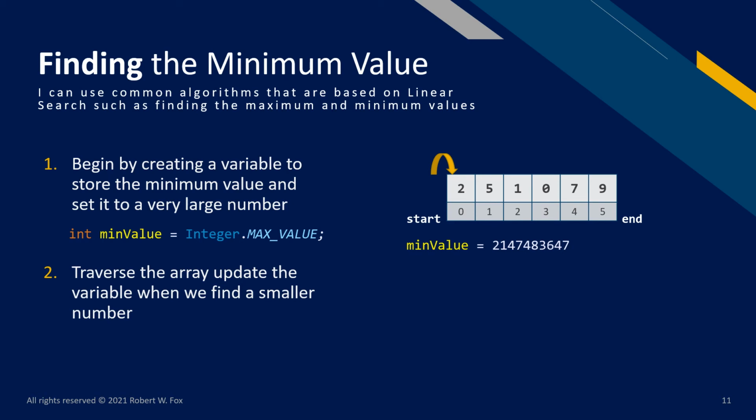So right away we find a 2, and 2 is clearly smaller than this huge number, so min value changes to a 2. The traversal continues, and we encounter a 5, but 5 is not smaller than 2, so we move on. And by the third time through the loop, we find a 1. Now, 1 is smaller than 2, so we're going to update our min value to be 1. We go to 0. 0 is also smaller than our min value of 1, so we update it again. We go to the 7. 7 is not smaller than the 0 we already have. We go to 9. 9 is not smaller than the 0 we already have.